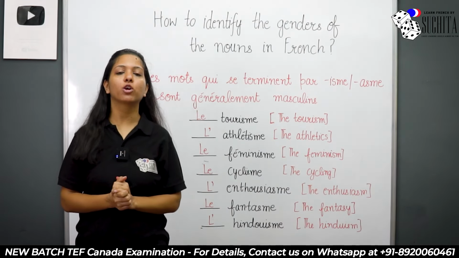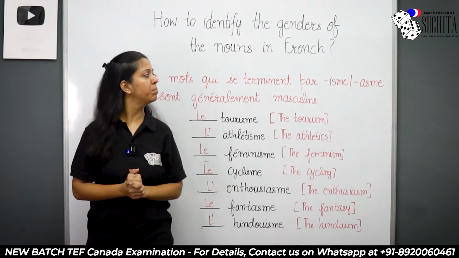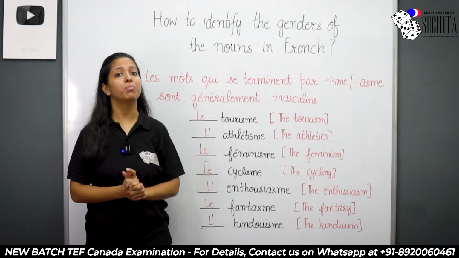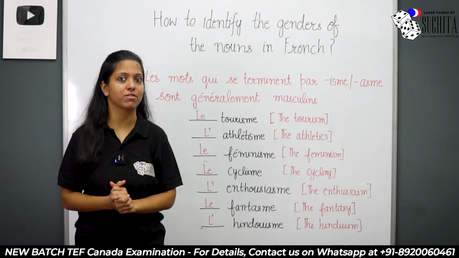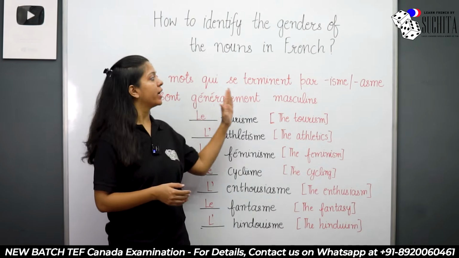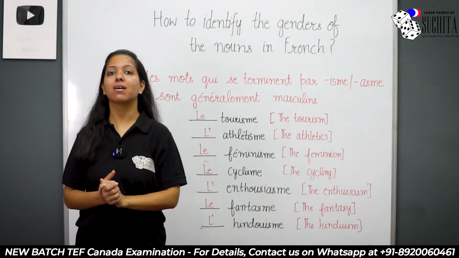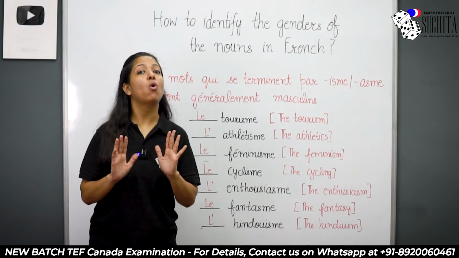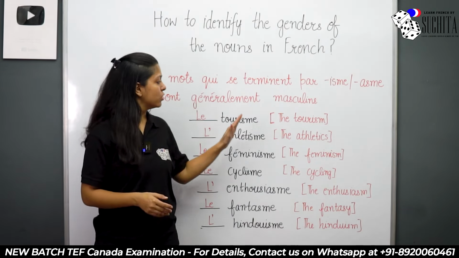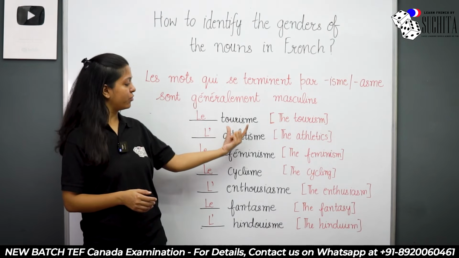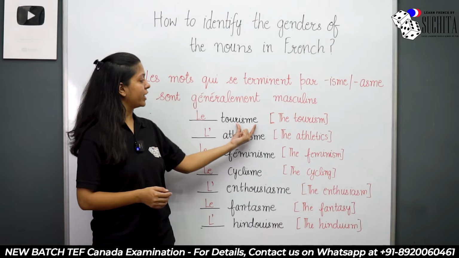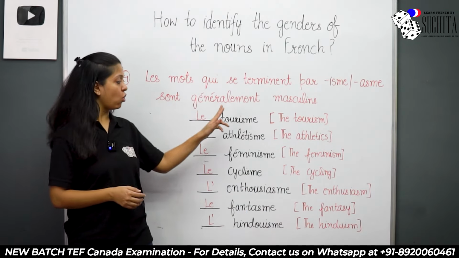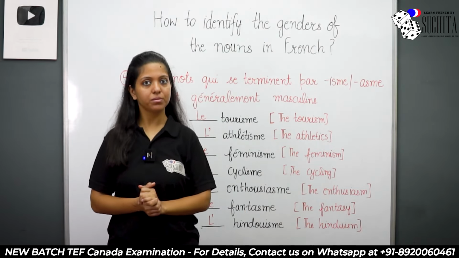Now the fourth rule in front of you is les mots qui se terminent par isme ou asme sont généralement masculins. In fact, I should say toujours masculin. The words which end with isme or asme, they are generally masculine. In fact, I should say they are always masculine, right? So here I have written few examples in front of you which are ending with isme or asme. So all of them are masculine, right?